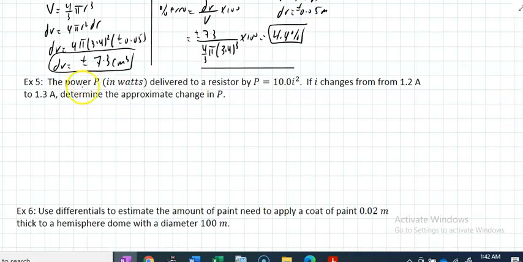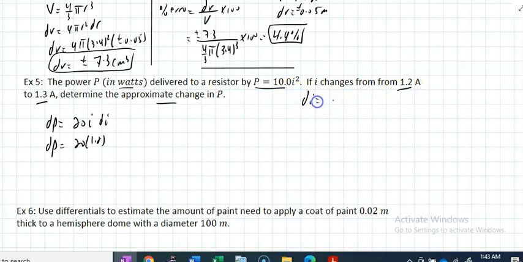And here's a problem. The power P in watts delivered to a resistor is P equal 10 I squared. If I changes from 1.2 amps to 1.3 amps, determine the approximate change in P. Well, dP is, bring the power down, 20I times the change of I. So the change in the watts will be 20 times I, originally 1.2. And when you go from 1.2 to 1.3, that's 0.1 change.